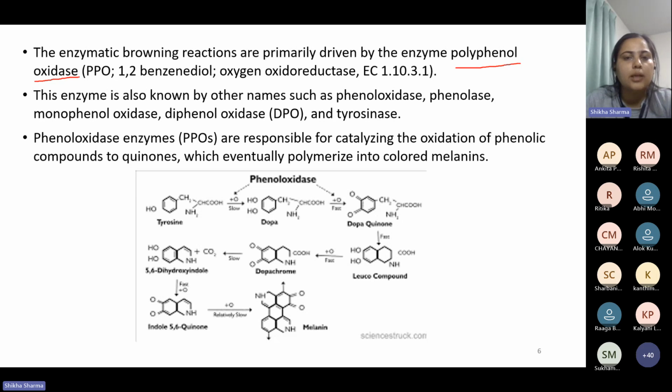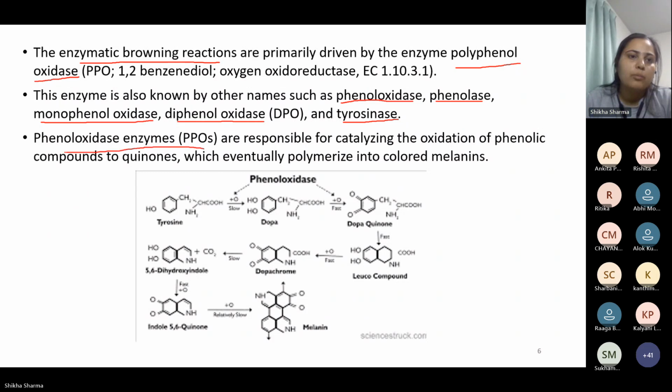We hear its name very popularly. This enzyme is also known as the phenol oxidase and the phenolase, also monophenol oxidase, diphenol oxidase, tyrosinase, right? This is its name, other names in other forms, and it also has functions in the enzymatic browning reactions.